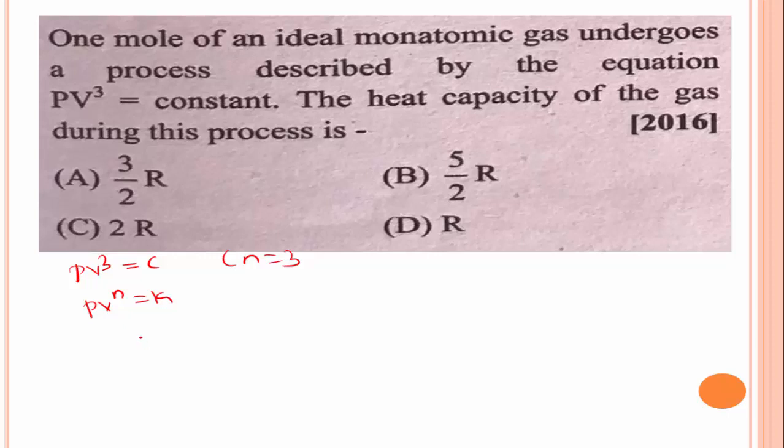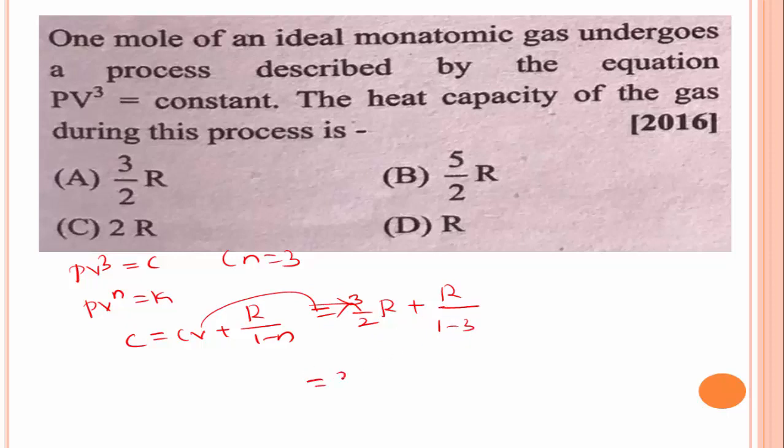The heat capacity during this process is C equal to Cv plus R divided by 1 minus n. This is the standard formula. For monoatomic gas, Cv is equal to 3 by 2 R, so C is equal to 3 by 2 R plus R divided by 1 minus 3, with n equal to 3 here. Then we get 3 by 2 R minus R by 2.